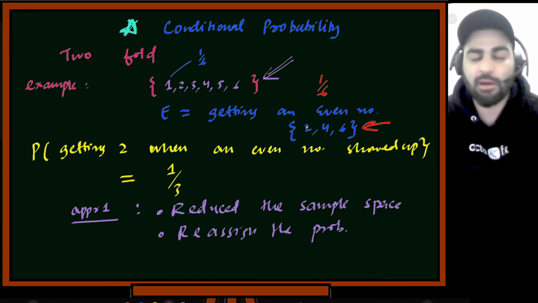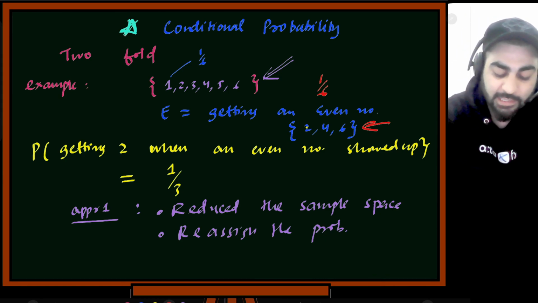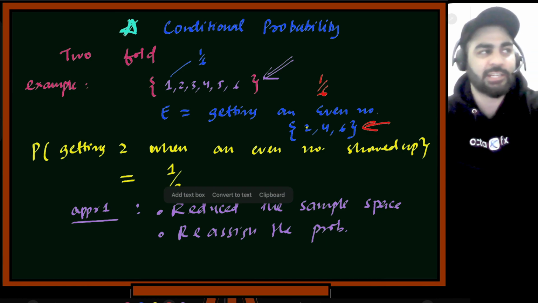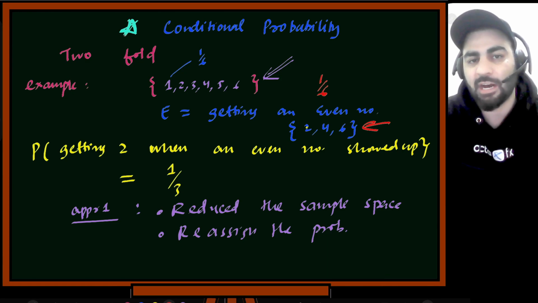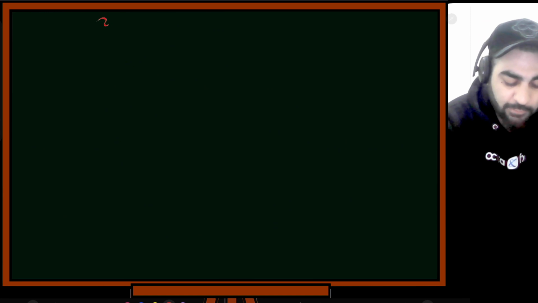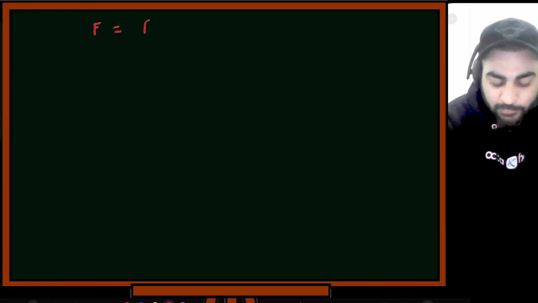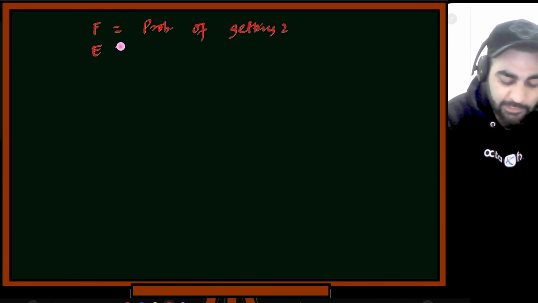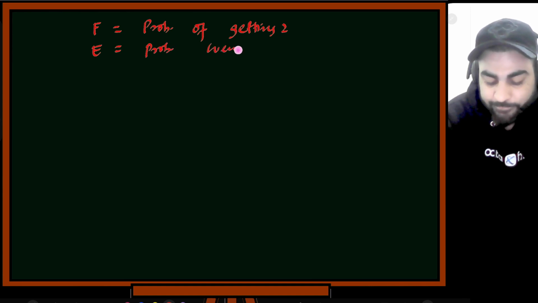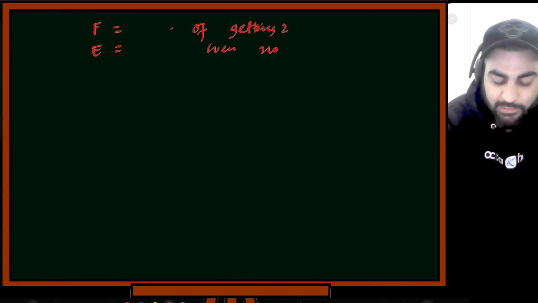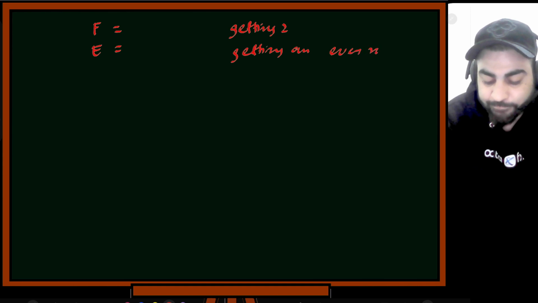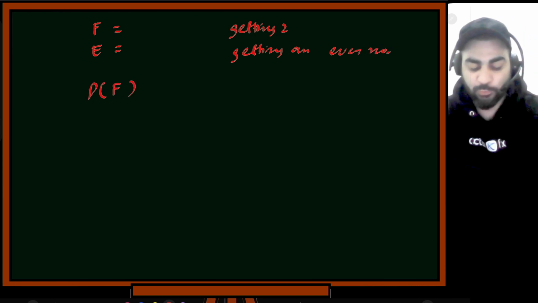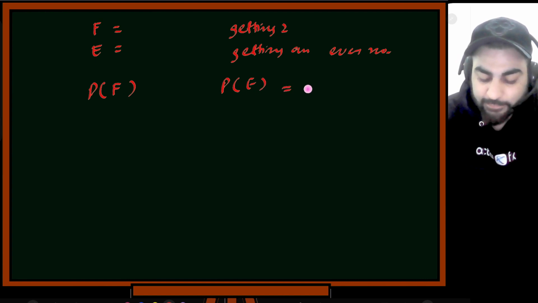So what is the one assumption that we have here? The assumption is that whatever event has happened has some intersection with the event whose probability is being asked. Suppose we are asked the probability of 2; let's call this event F. So this is the probability of getting 2. And then we had E, the probability of getting an even number.